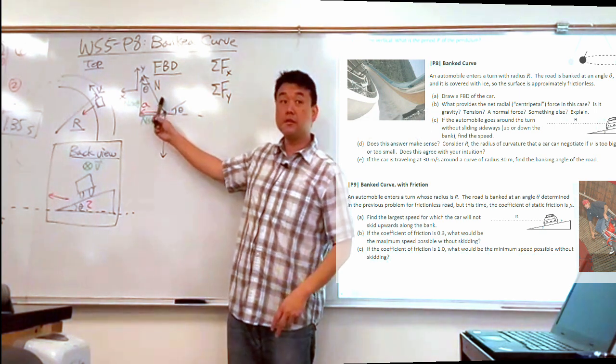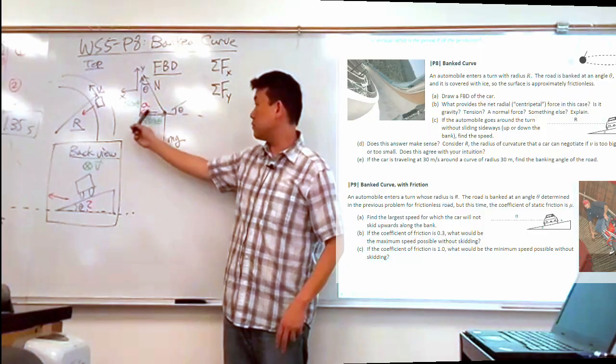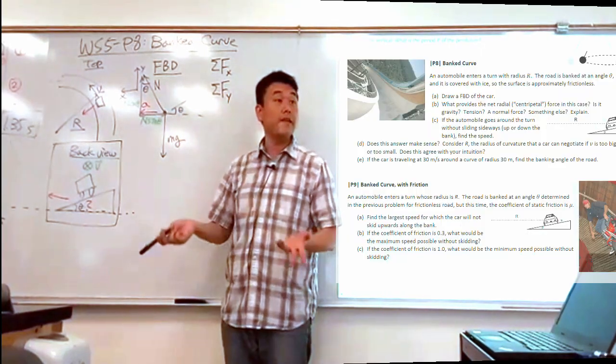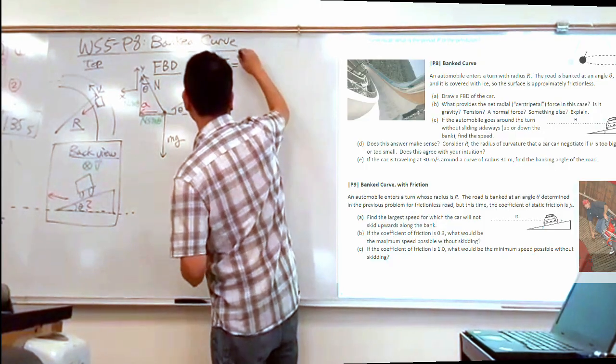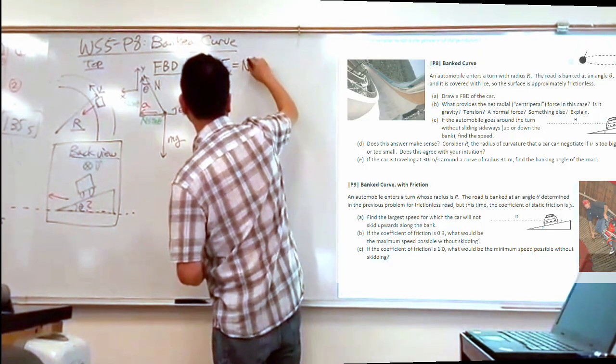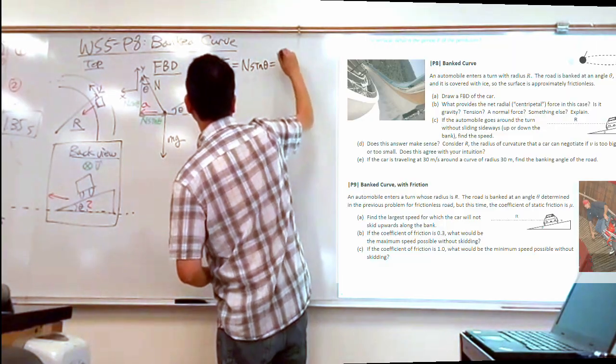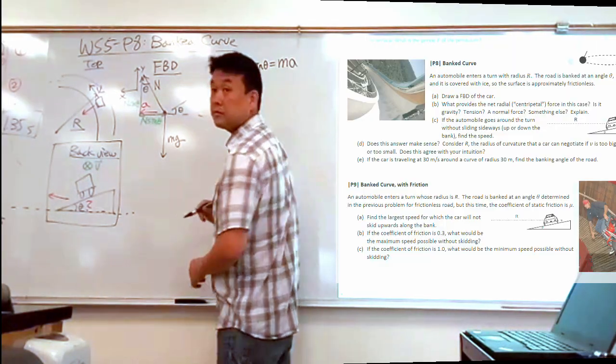Normal force. It's the component of normal force that's providing the force that's going to end up being our centripetal force. So net force is equal to n sine theta. That's equal to mass times acceleration.